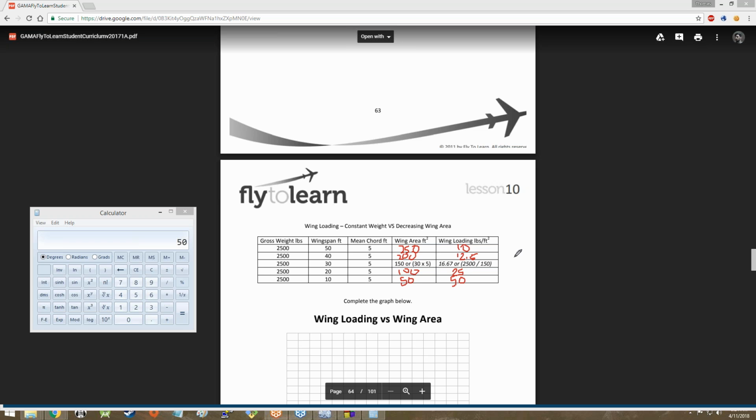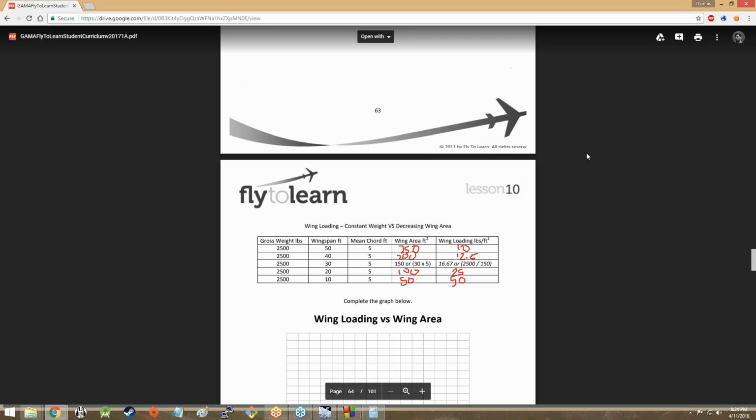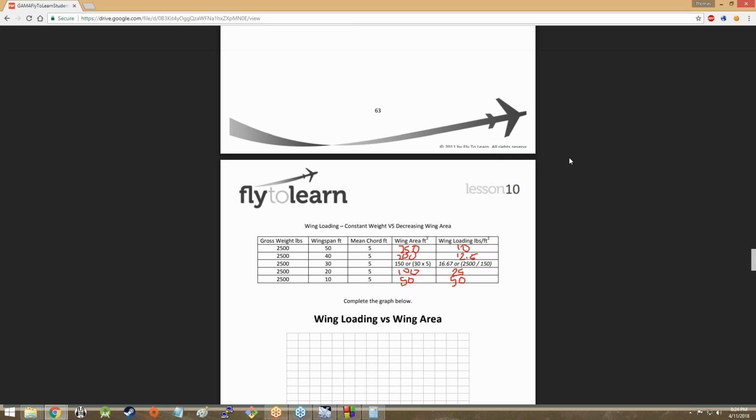So the trend we've got here is that as the wing surface area decreases, the wing loading increases. And that's because the weight of the plane in this does not change. So if the wings are smaller, the weight is distributed along the wings more heavily.